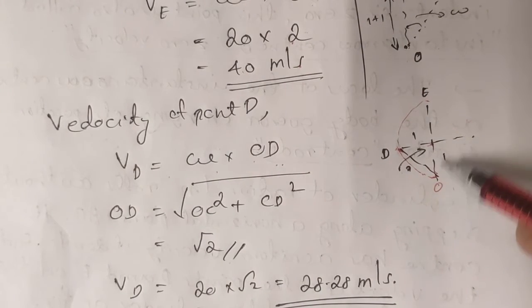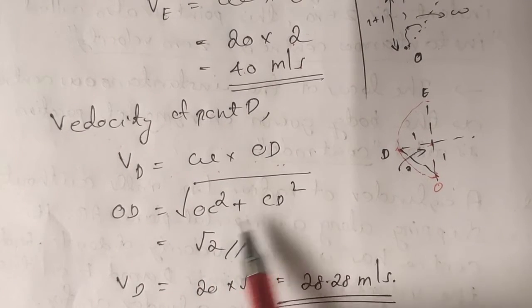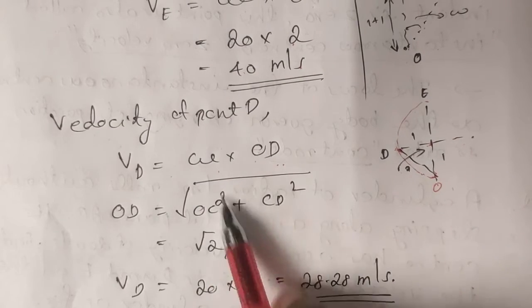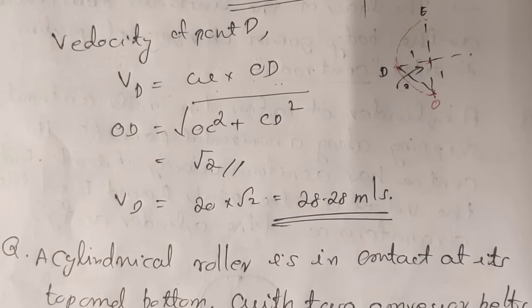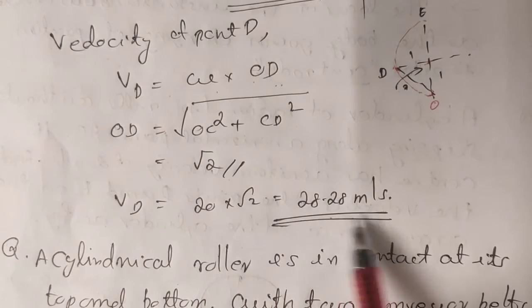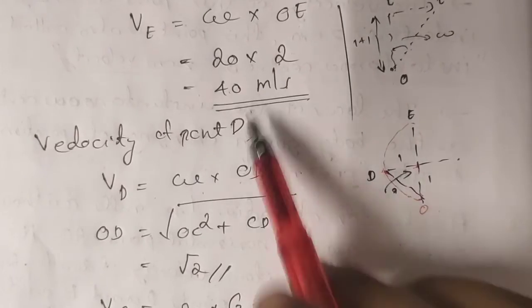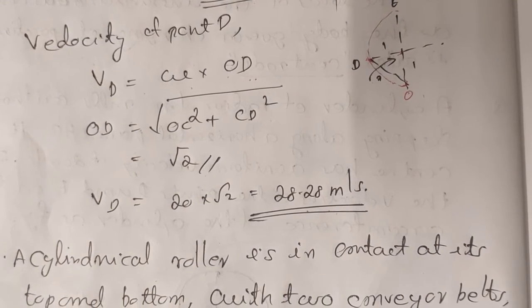By Pythagoras theorem, we can calculate that OD is equal to root of OC square plus CD square. Both are 1 because it's a circle. So 1 square plus 1 square, that is root of 2. Substituting the value, VD is equal to 20 into root 2, that is 28.28 meter per second. So the question was the calculation of these two: VE is 40 meter per second and VD is 28.28 meter per second.